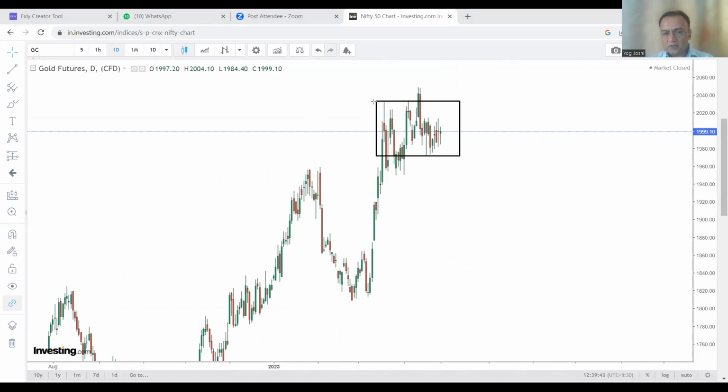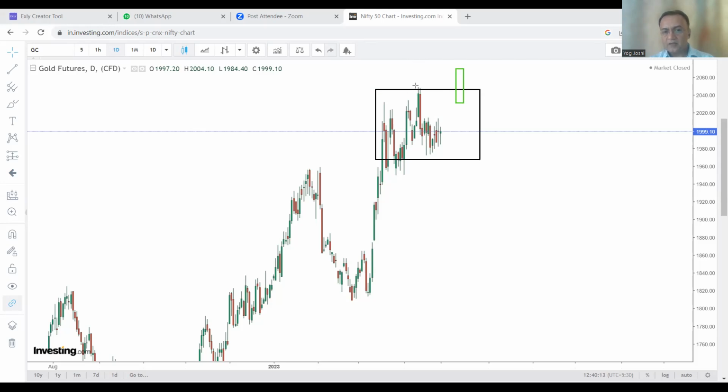Gold is not exactly showing currently an upward direction or a downward direction. Gold will achieve momentum once it breaks this particular area. If we are thinking gold is going to the upside, gold is supposed to break this particular resistance. This is the supply zone. This is the supply zone for gold.